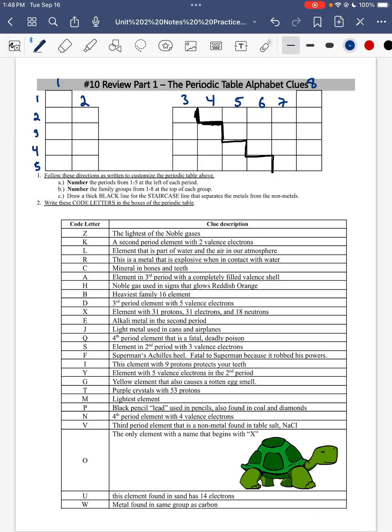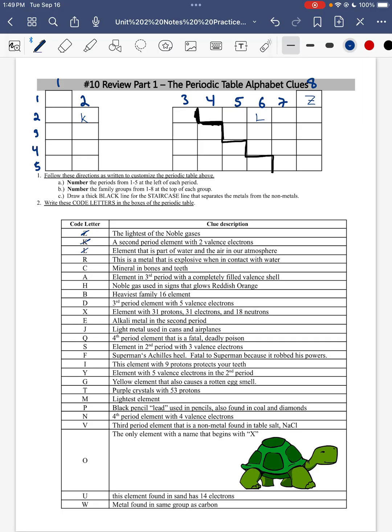So for example, my first code letter is Z, and I'll put that in place of the lightest noble gas, which is helium. So I'm going to place a Z where helium would be on the periodic table. And I'll go through like that. A second period element with 2 valence electrons would go there. L, an element that is part of water and air in an atmosphere. I know that's oxygen, which is part of both water and air, so I'll put that here.